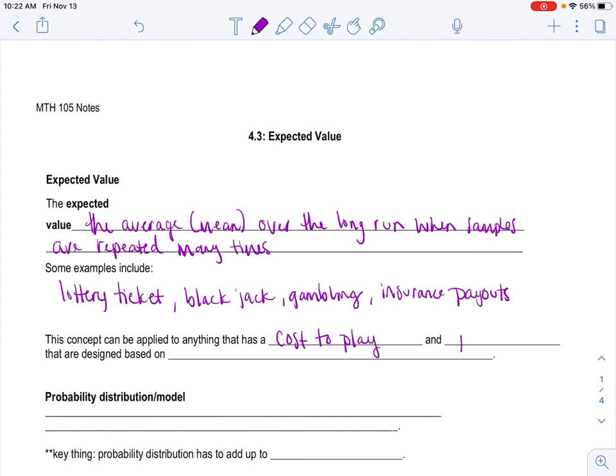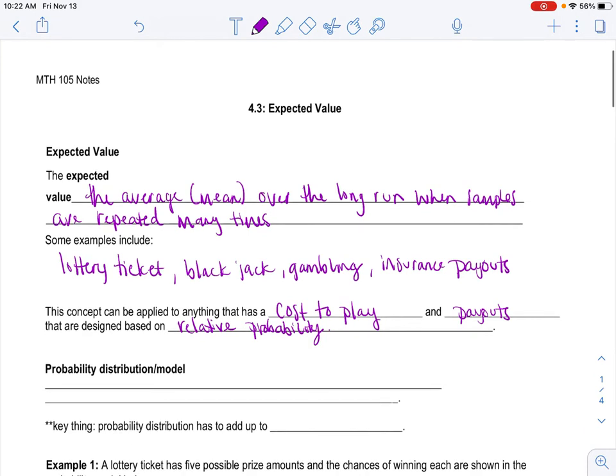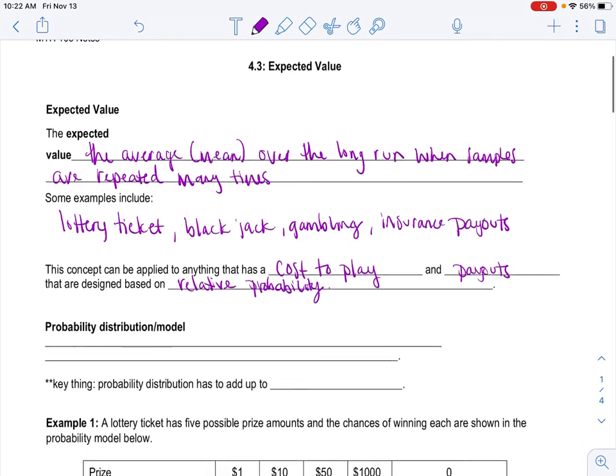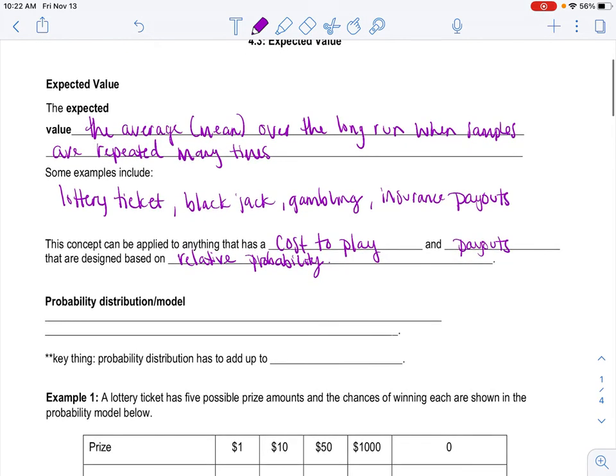And payouts, like insurance companies, that are designed based on relative probability. And so that's why we've already discussed probability. All right. So let's get to the math behind this.